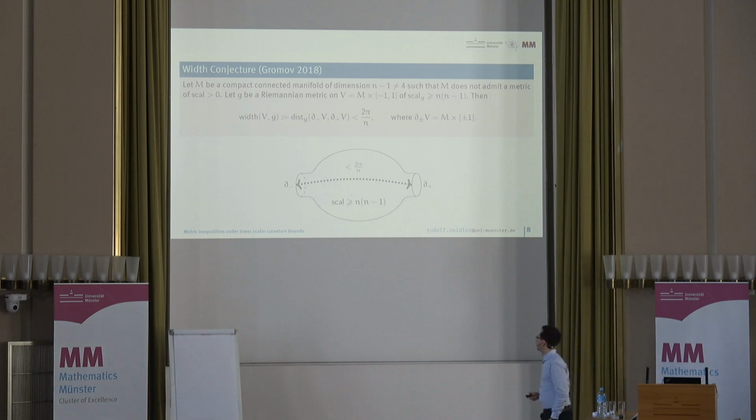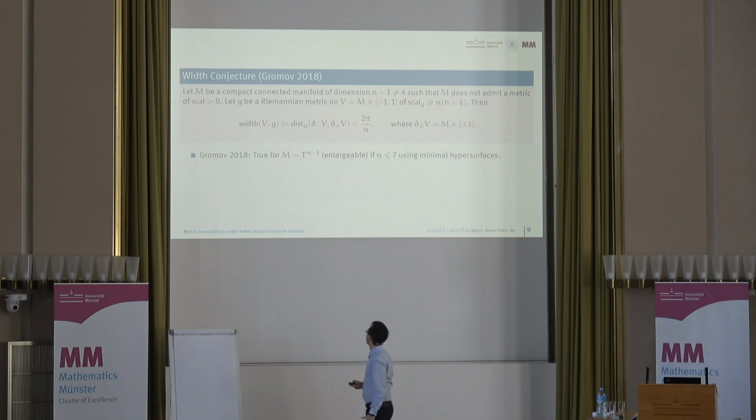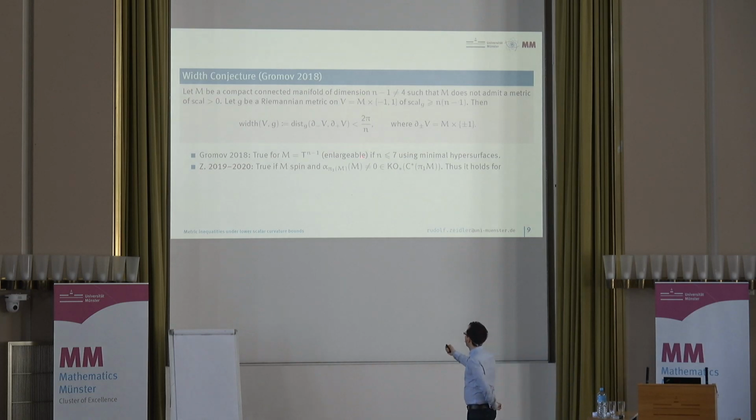Okay, so what do we know about this conjecture? Gromov, in this article, already showed it for the torus or some related manifolds, which are called enlargeable manifolds, using a variant of the minimal hypersurface descent technique. A little bit later, I showed that this conjecture holds true whenever the Rosenberg index is non-vanishing.